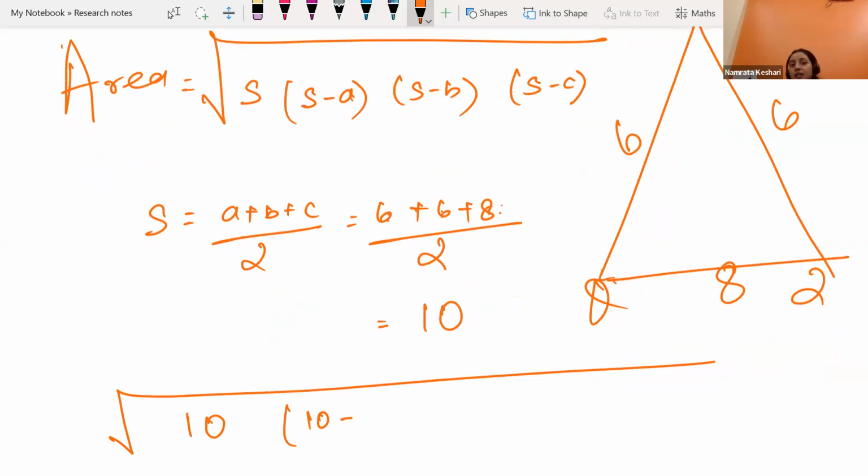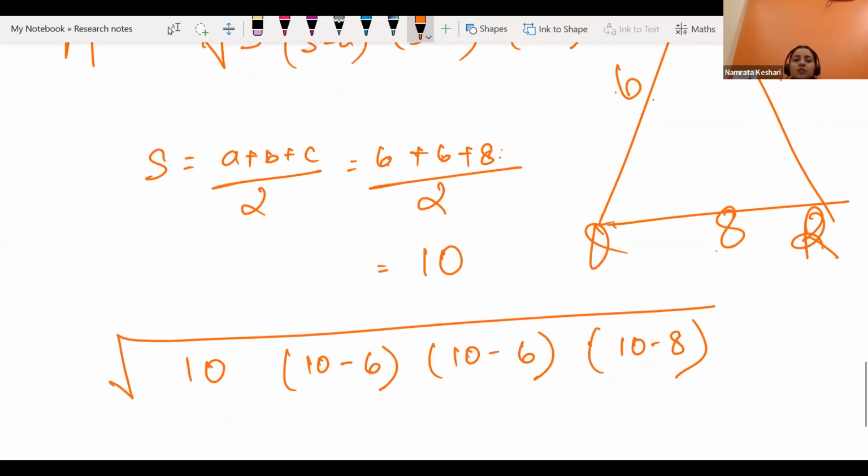Now let's just substitute it in the formula, s minus a, b, c. You can take any one as a. I'm taking a as 6, b as 6, c as 8. But you can take a as 8, b as 6, c as 6. So your abc, my abc can vary, but our answer will be the same. Don't worry. So 10 minus 6, I'm taking b also as 6, and c I'm taking as 8. Now let's do the simplification.